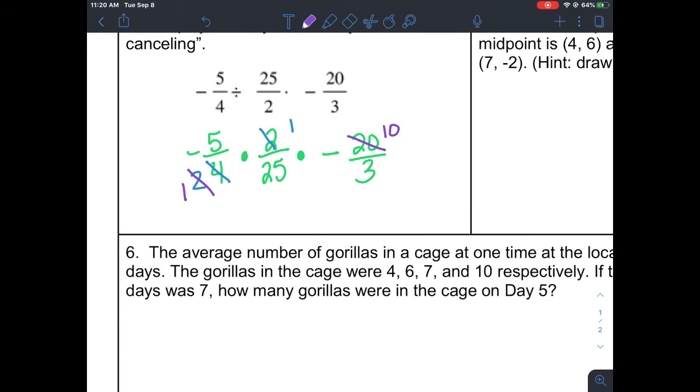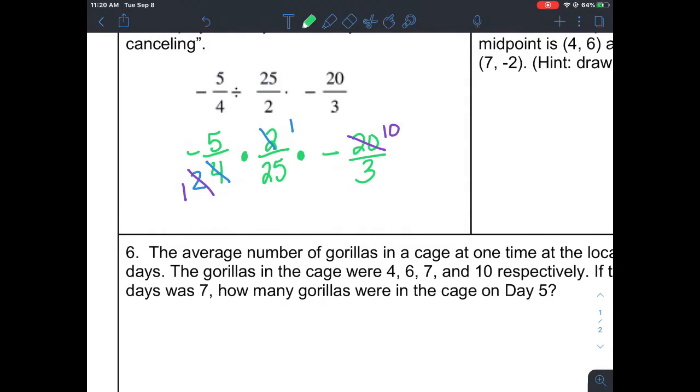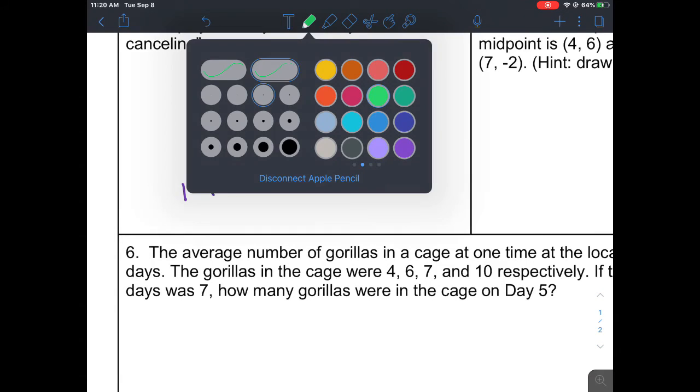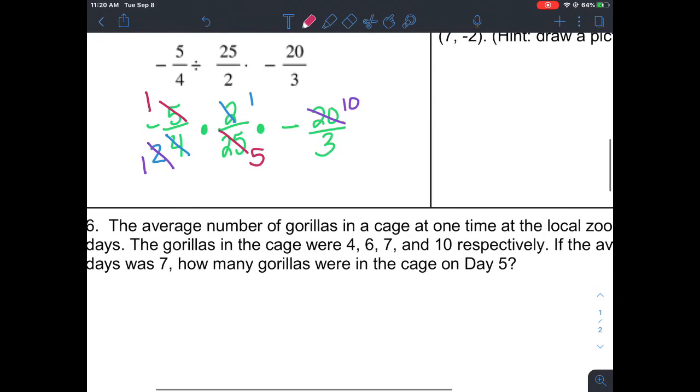And then let's see. Let's do the 5 and the 25. So this, that's the same color. 5 and 25, this will go down to a 1, this will go to a 5. And then that 5 and 10, 5 and 10, this will go to a 1, and this will go to a 2.